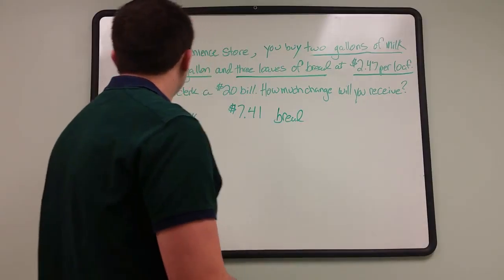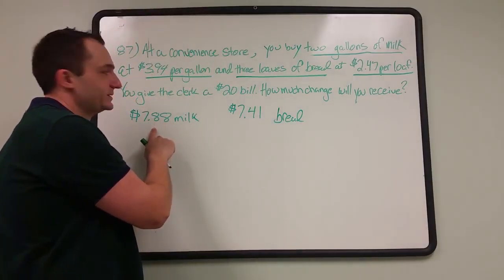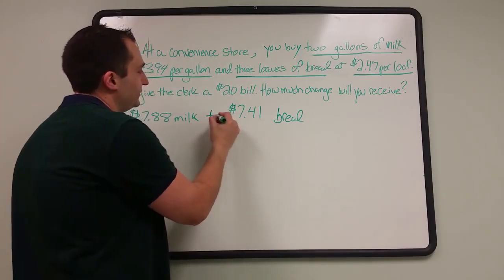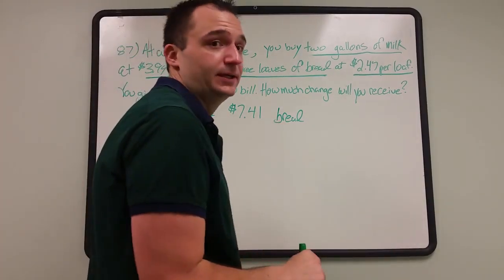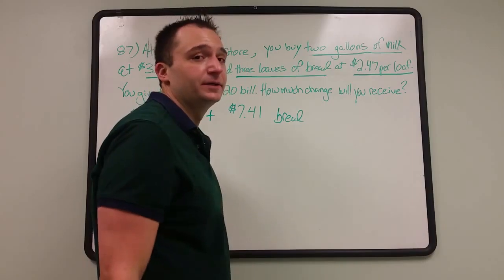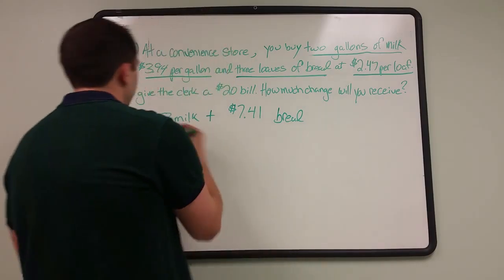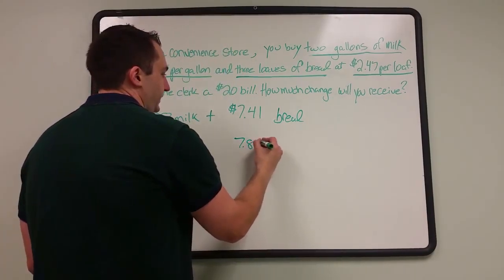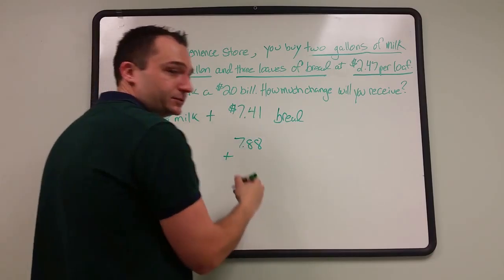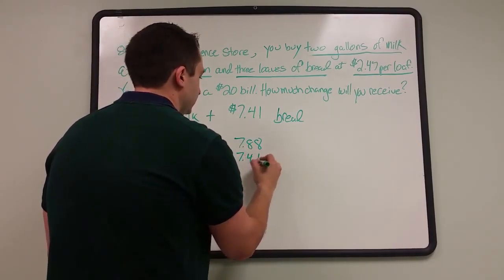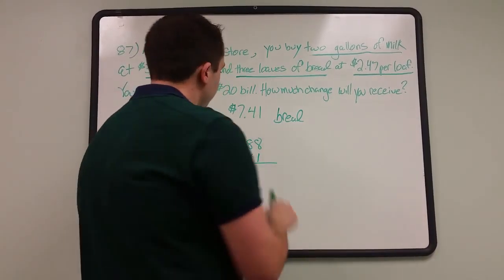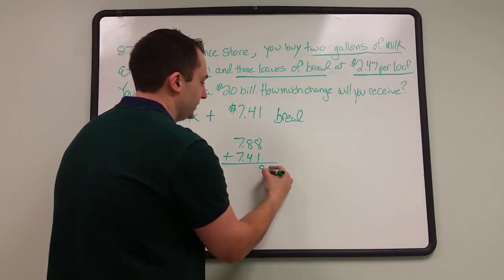So the next step to the problem would be to take how much money you spent on the milk and add it together to how much money you spent on the bread, and this would give us the total amount of money you spent at the convenience store. So we take our $7.88, and we're going to add it to $7.41. 8 plus 1 is 9.